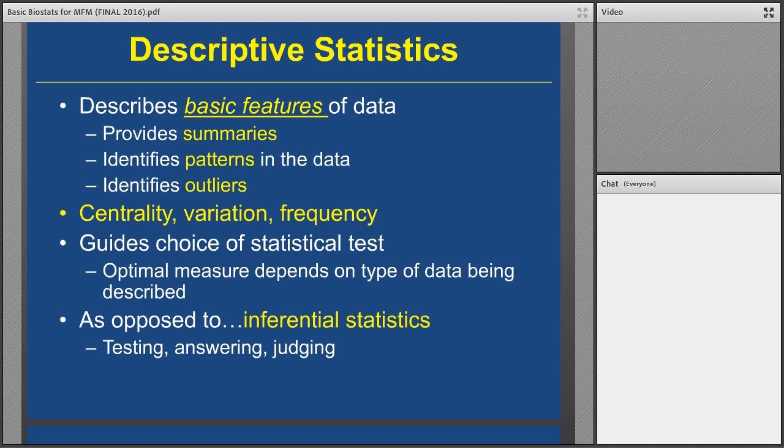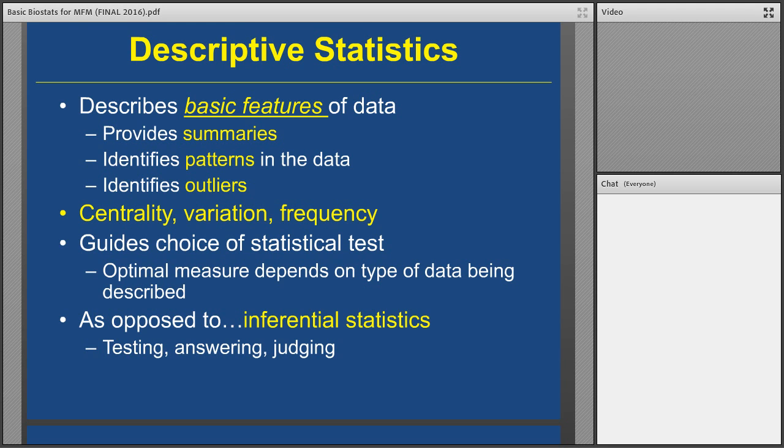So when we look at our descriptive statistics, or when we start to get to the analysis of descriptive statistics, we are trying to find basic features of the data. So it provides summaries, patterns, and outliers, and we're going to look at centrality, variation, and frequency. And again, this is stuff that we learned in high school and even before high school, like means and medians, but it's really important that we go back to looking at this, because we have to be very sensitive to what the data looks like when we're choosing the types of tests. The optimal measure depends on the type of data being described.